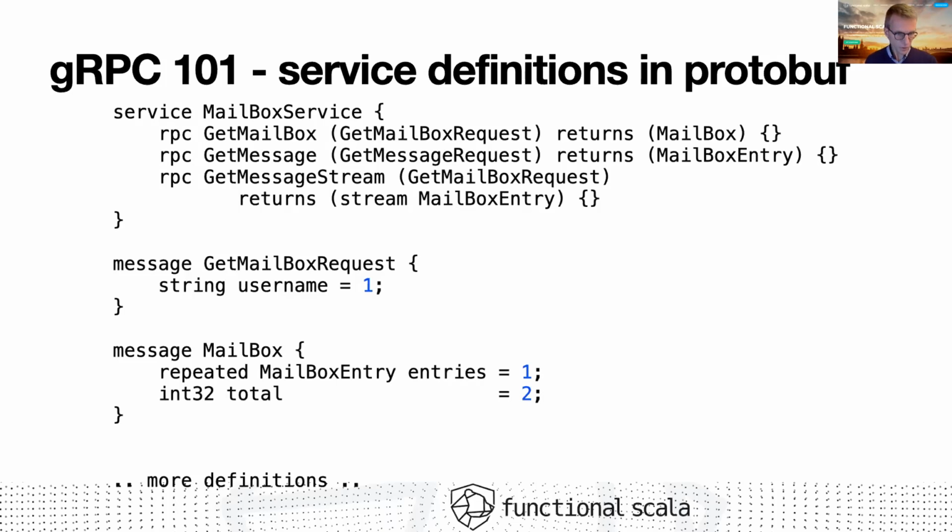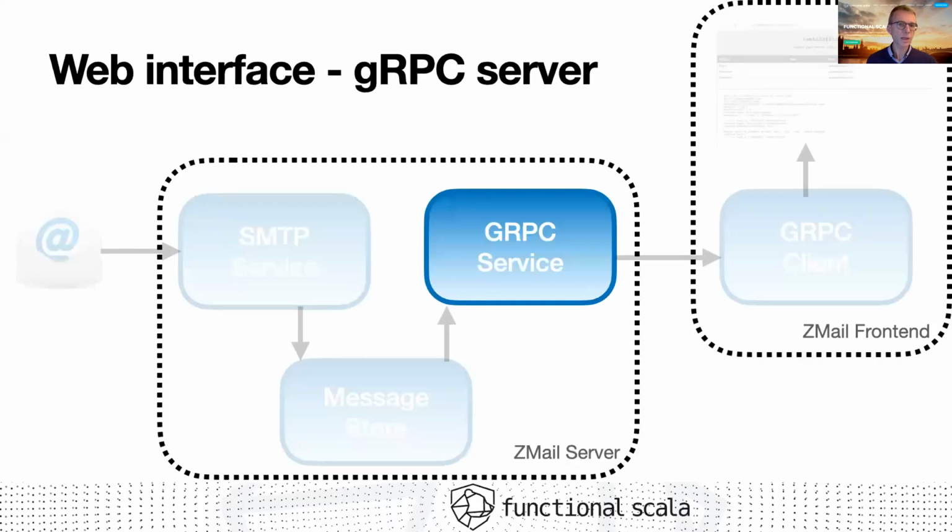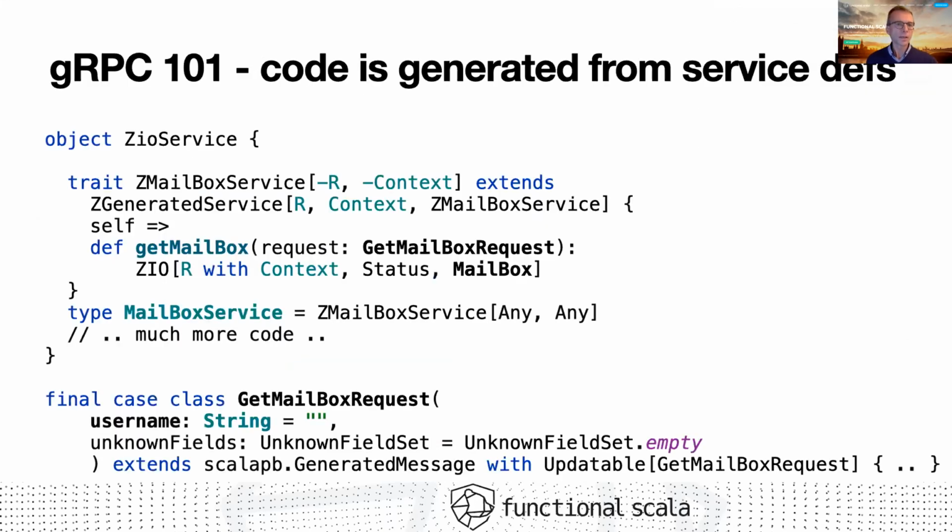Now, what ZIO gRPC will do is take this service definition. The service definition is basically enough to get started. You run the generation process, and out of it, it will generate the classes that you need, both at the service and at the client side. This is an example of the generated code for the service itself, so the server part. It defines a new trait that you can implement in your own application code.